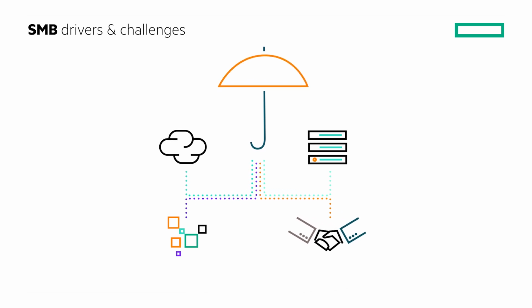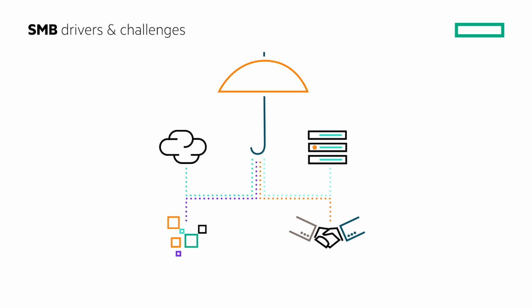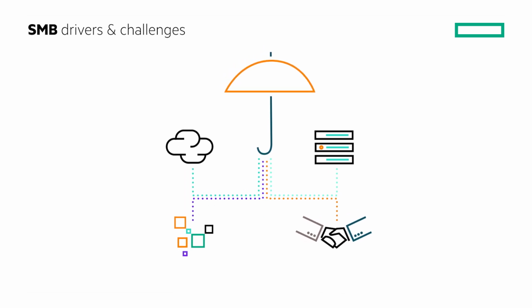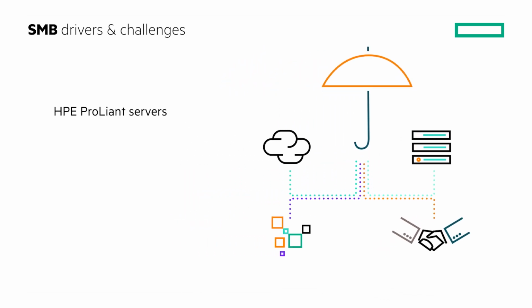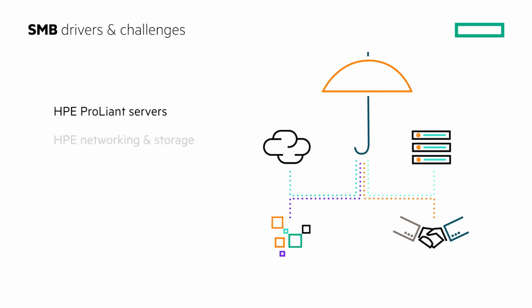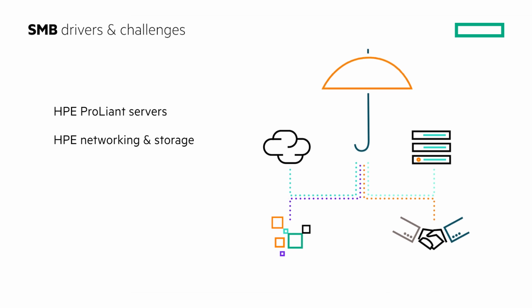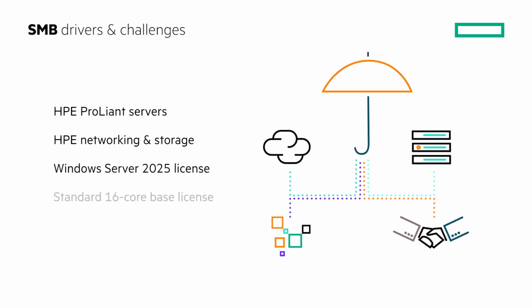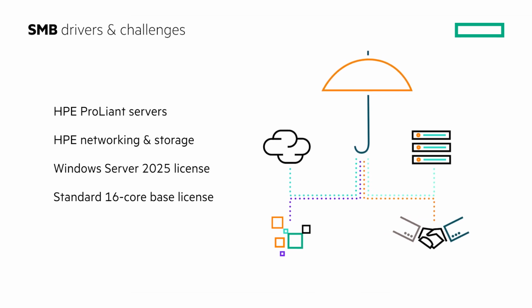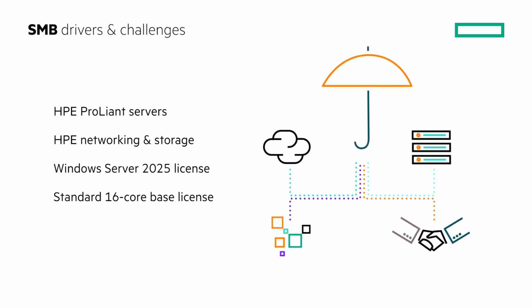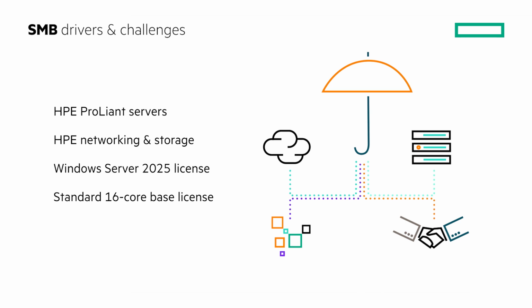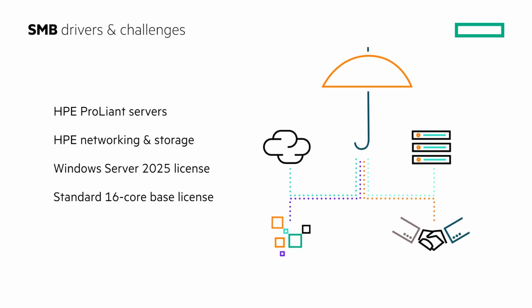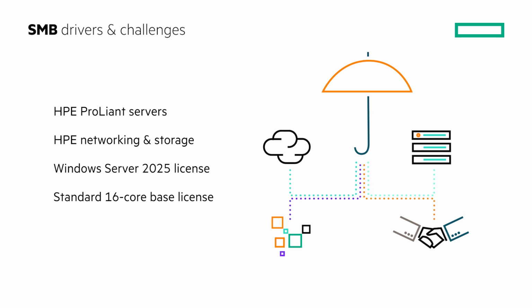HPE offers ready-made configurations covering the most common SMB workloads. These include fully configured HPE ProLiant servers and can include HPE networking and storage too. They also include the suitable Windows Server 2025 license, most solutions having the standard 16-core base license. Before we take a more detailed look at some of the workload solutions, let's discuss the benefits of Microsoft Windows Server 2025 compared with Microsoft Windows Server 2022.